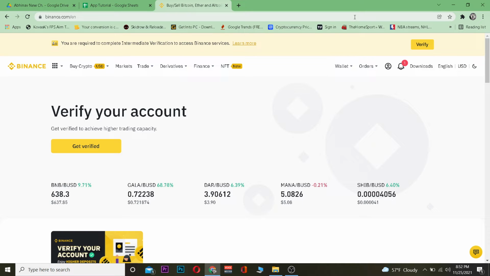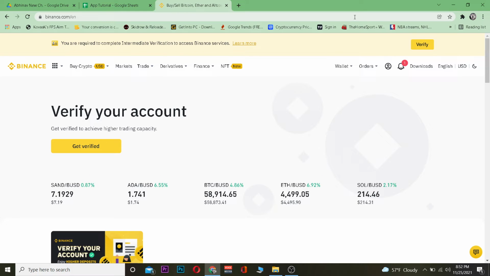Now just remember that to transfer your crypto from Binance into another place, you need to get the wallet address of that place. So let's say I'm transferring my crypto from Binance to Coinbase, for example. I need to get the wallet address of the crypto which I'm transferring, the Coinbase wallet address.